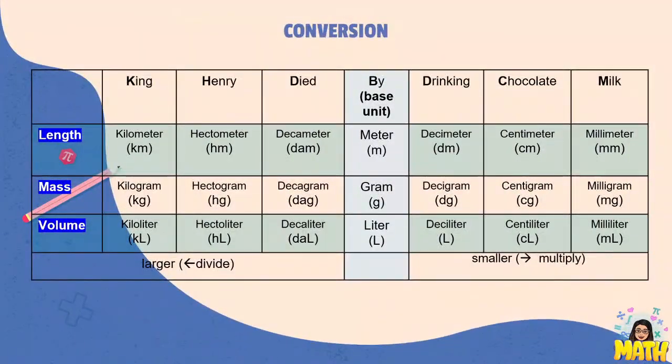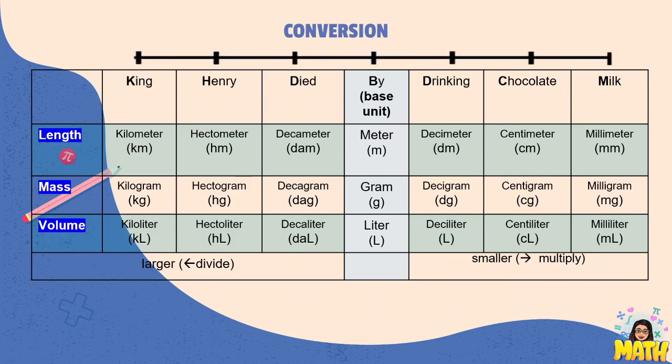So to summarize our lesson, please remember this conversion table or this mnemonic device. Again, we have different base units. For the measures of length, we have meter. For the measure of mass, we have gram. And for the volume, we have liter. But most of them have the same units.